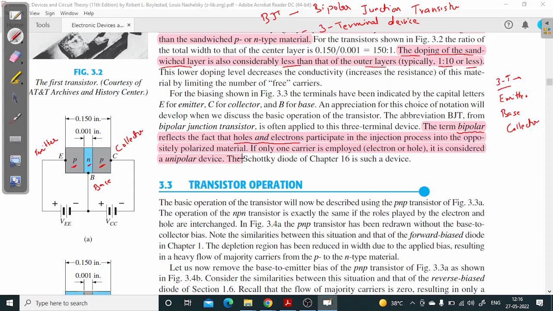So bipolar. Okay. And there are some devices in which only one type of carrier is employed, either electron or hole, and it will be considered as a unipolar device. So for example, this Schottky diode is a unipolar device, but this BJT, because here holes and electrons both will be contributing in the flow of current, is called a bipolar junction transistor. Bipolar.